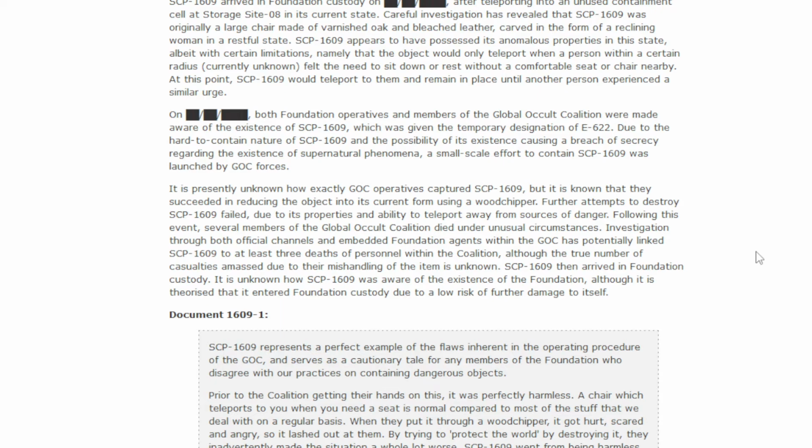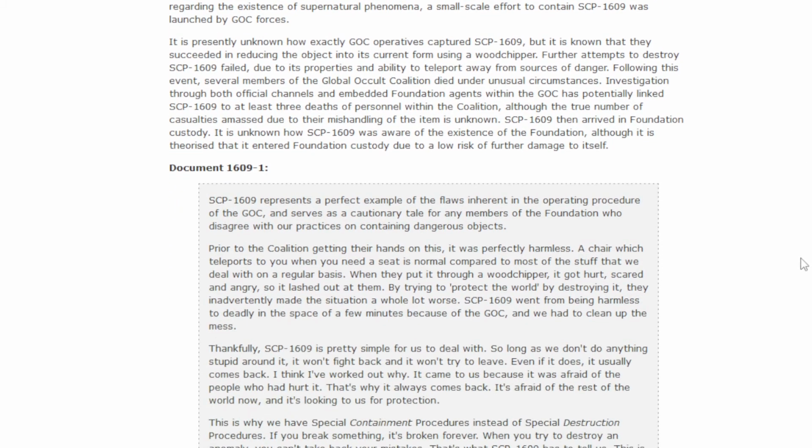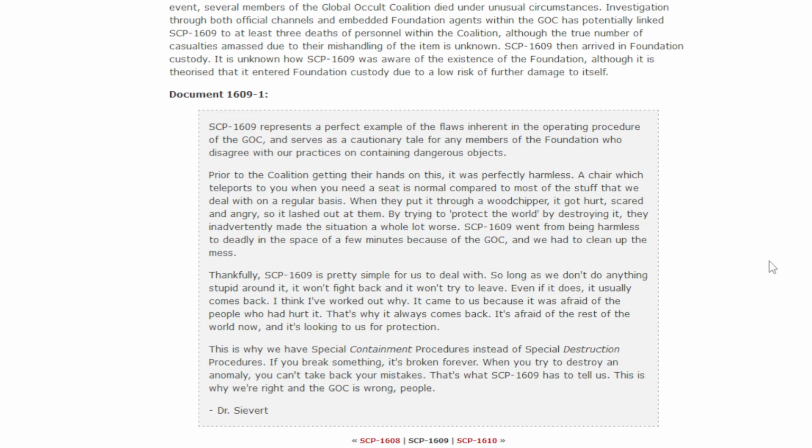It is unknown how... I feel really bad for this chair. 1609 was aware of the existence of the Foundation, although it is theorized that it entered the Foundation custody due to a low risk of further damage to itself. So it recognizes that it's not going to get destroyed in the SCP Foundation. So it messed up everyone who ever messed with it at the GOC and then was like, it seems safe here. I will be here now.